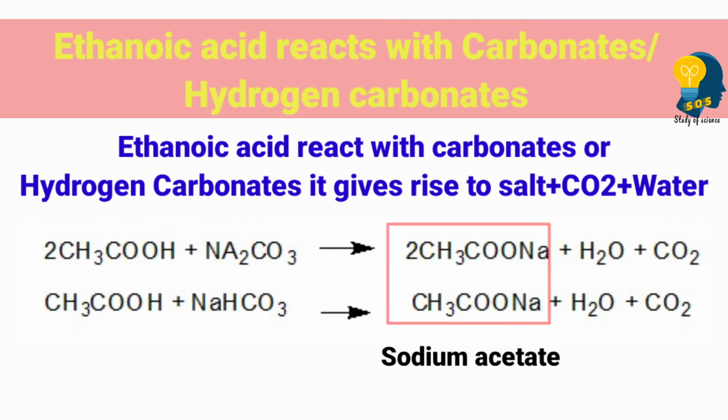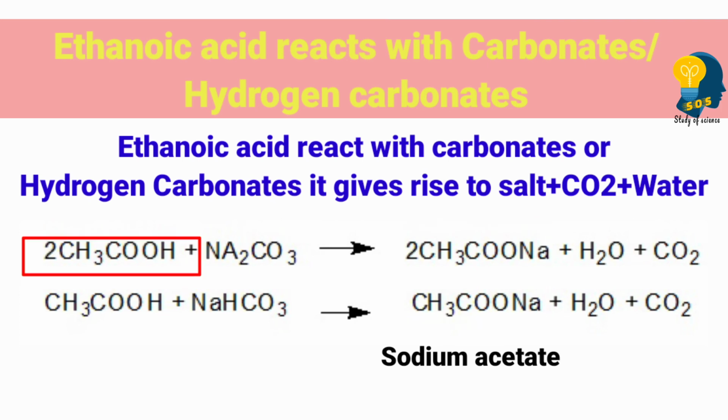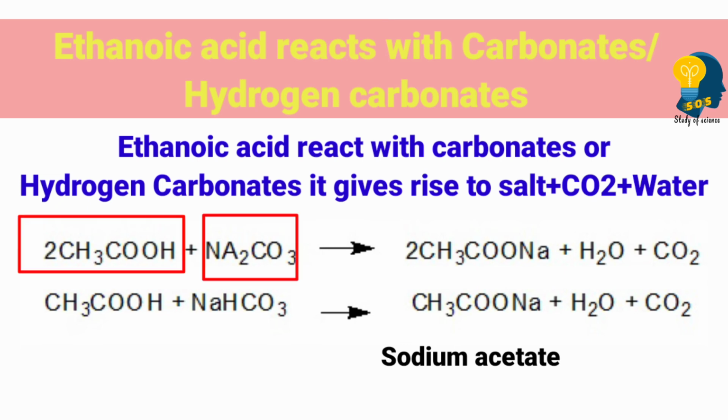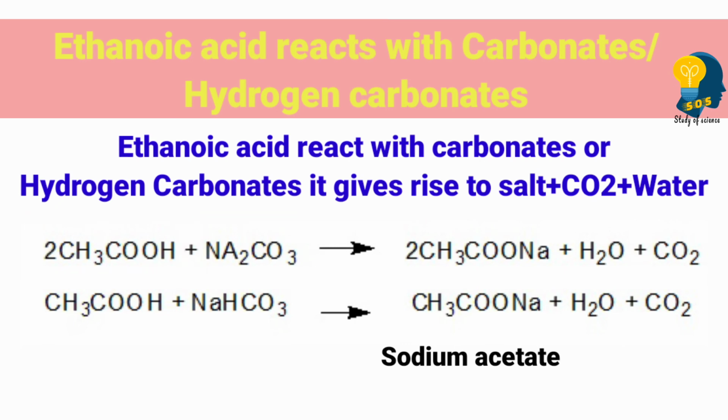Let us look at some of the reactions when ethanoic acid reacts with carbonates or hydrogen carbonates. Let us look at what products are obtained. When ethanoic acid reacts with sodium carbonate, it gives rise to a salt, water and carbon dioxide. And the salt which is formed here is called sodium acetate.